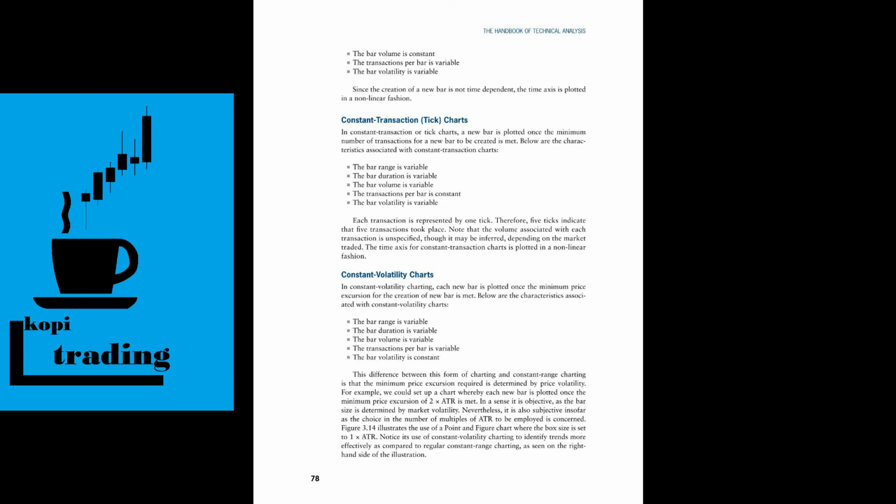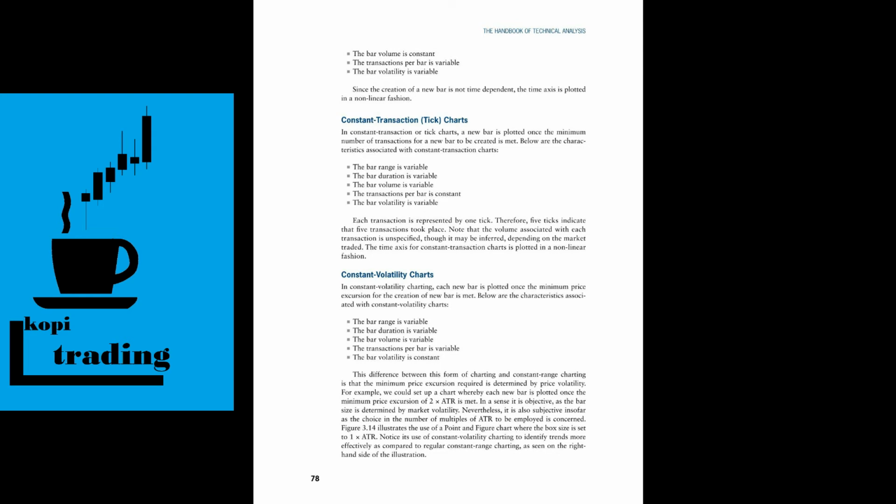Constant volatility charts. In constant volatility charting, each new bar is plotted once the minimum price excursion for the creation of a new bar is met. Below are the characteristics associated with constant volatility charts. The bar range is variable. The bar duration is variable. The bar volume is variable. The transactions per bar is variable. The bar volatility is constant. The difference between this form of charting and constant range charting is that the minimum price excursion required is determined by price volatility.